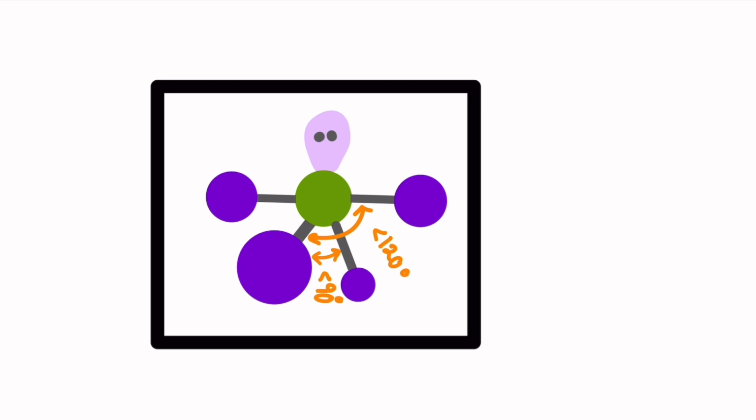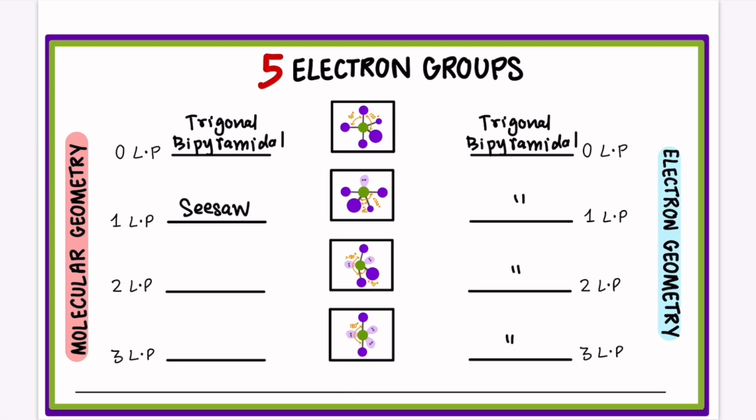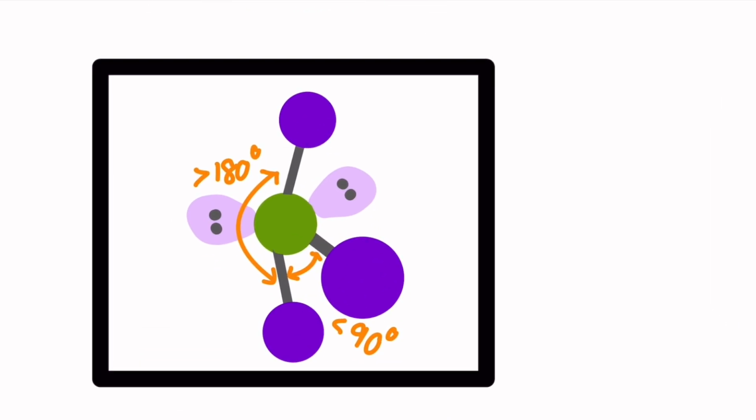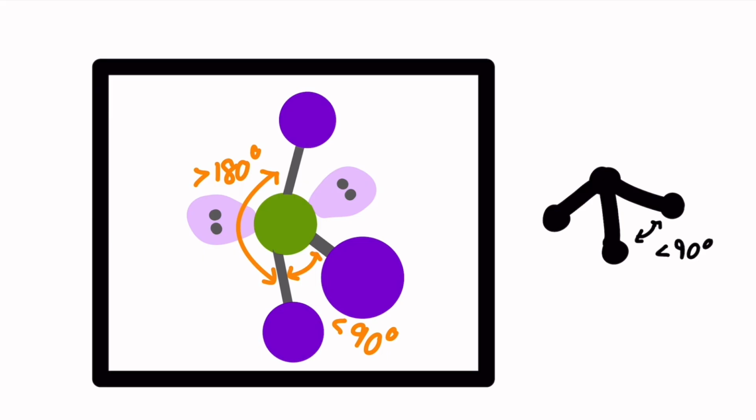It's called a seesaw because if you look at it from this way, it looks like those seesaws from the musty playgrounds in elementary school. The molecular geometry with 2 lone pairs is called T-shaped. Why? Because it probably looks like a T. And if you look at it two-dimensionally, you'll be able to see here that the bond angles are slightly less than 90 degrees over here and slightly more than 180 degrees over here.